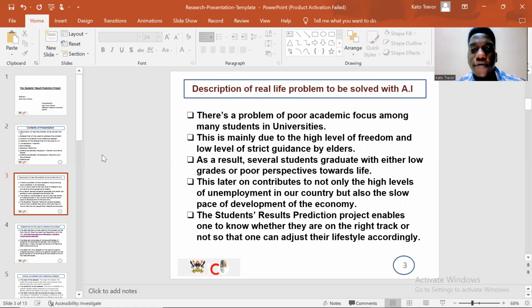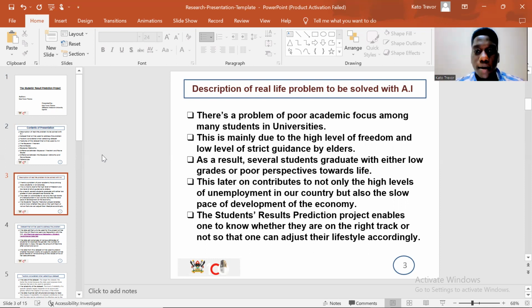So, description of the real-life problem to be solved with AI. The problem I want to solve is the problem of students not having enough guidance, not having a straightforward path to use as they are having their education. Such a problem can lead to an increased number of people who look at themselves as failures.